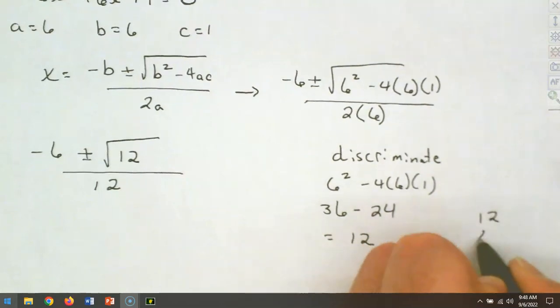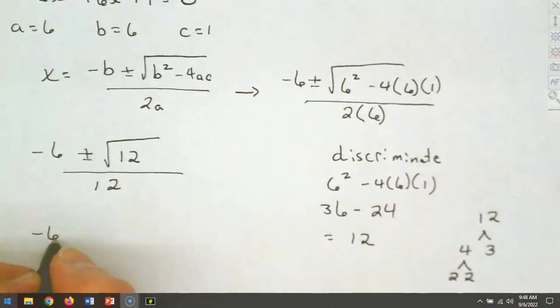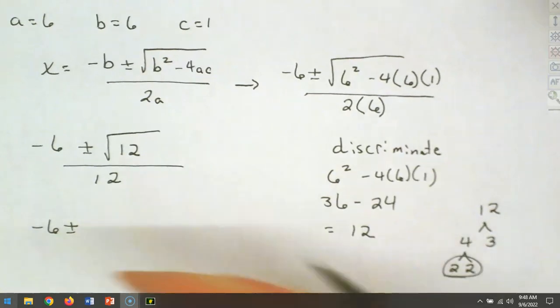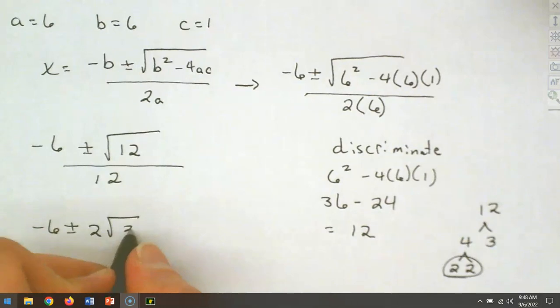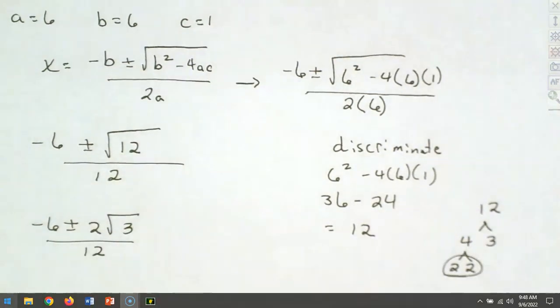Now 12 will factor down into 4 and 3, and 4 is a perfect square of 2 and 2. So now that breaks down into a negative 6, right? 2's can come out of the square root, we've got a 3 left over, over 12. Still doesn't match up with any of our answers here. We're going to break it up. We're going to try to reduce this down.